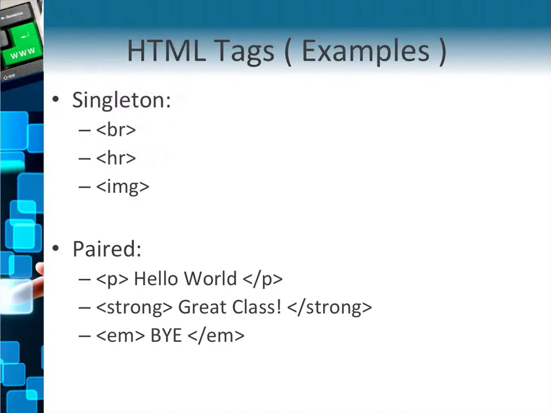The important concept here is we have singleton tags, right? And you see how the tag is marked by the less-than and greater-than symbols, and in between you add the type of tag that you want. And in the case of the pair ones, you always have a slash before the ending tag.